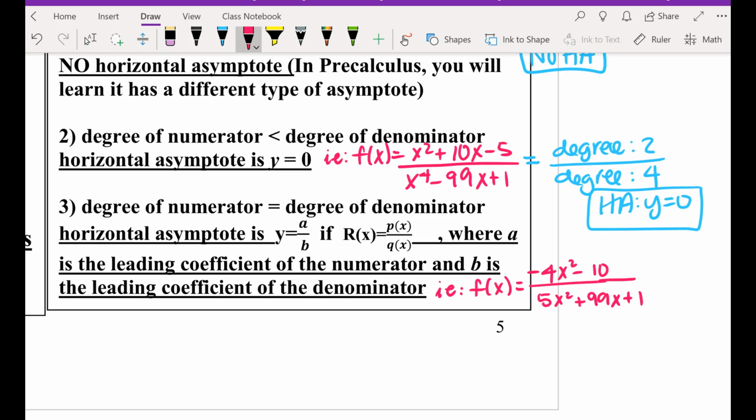I would. Perfect. What's the leading coefficient of the top? Negative 4. What's the leading coefficient of the bottom? 5. Therefore, would you have an HA? Yes. HA is y equals what? Negative 4 divided by 5. And that's exactly why. Hold that. So copy it down before we go. We're going to try to finish example 1.